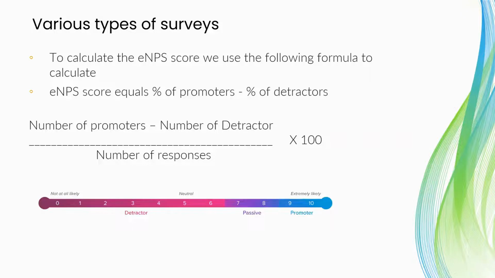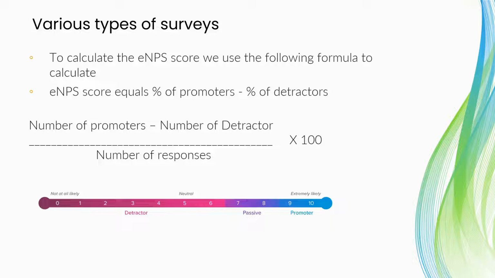To calculate the ENPS score, we use the following formula. ENPS score equals the percent of promoters minus the percent of detractors. So for instance, if we surveyed 100 employees, 50 or 50% were promoters, 20 or 20% were detractors, and the remaining 30% were passive. The employee net promoter score would be a 30.